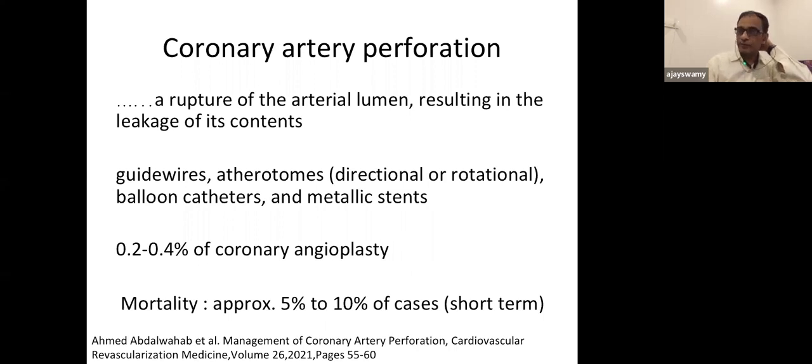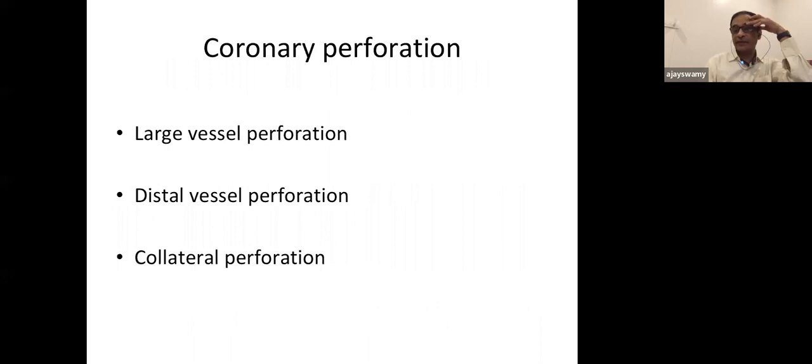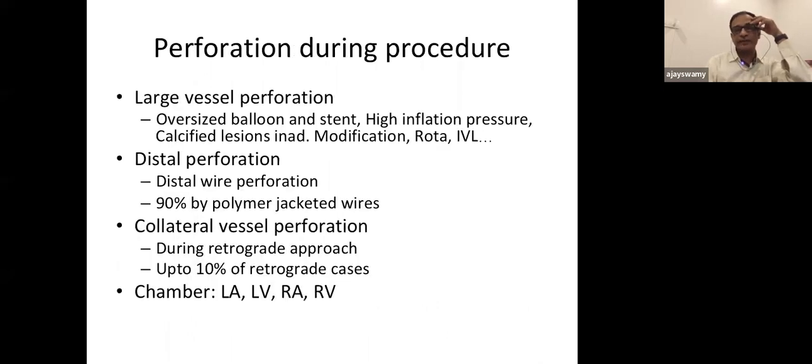So coronary artery perforation is a rupture of the arterial lumen, resulting in a leakage of its contents, which is caused by guide wires, atherotomes, directional and rotational atherectomies, balloon catheters, metallic stents. It accounts for 0.2 to 0.4% of coronary angioplasty, and the mortality is 5 to 10% in the short term. This could be basically a large vessel perforation, a distal vessel perforation, or a collateral perforation.